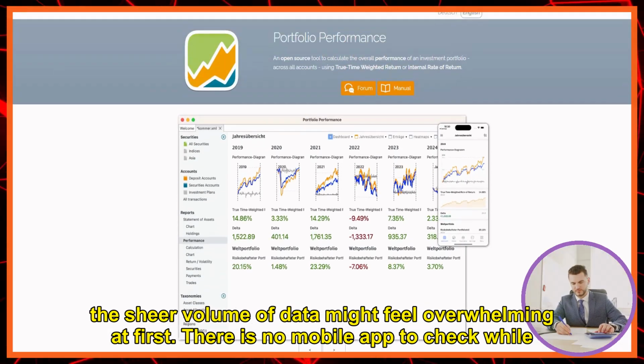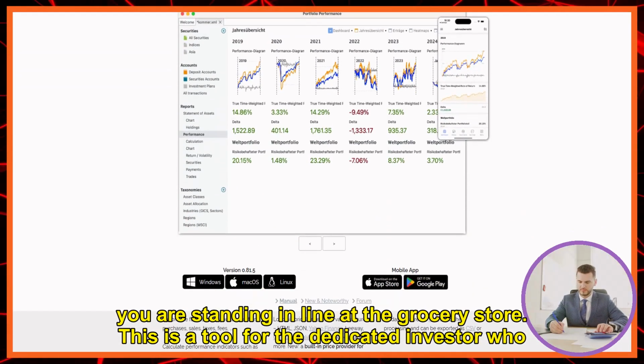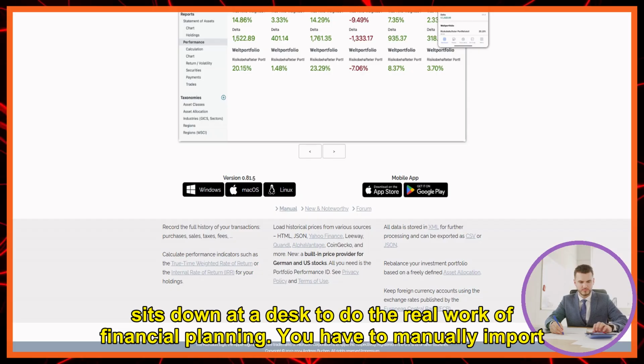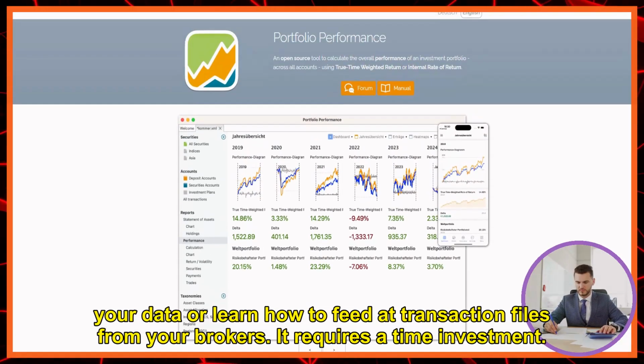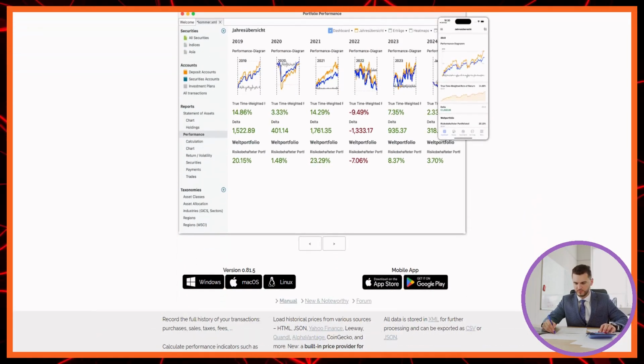There is no mobile app to check while you are standing in line at the grocery store. This is a tool for the dedicated investor who sits down at a desk to do the real work of financial planning. You have to manually import your data or learn how to feed it transaction files from your brokers. It requires a time investment.